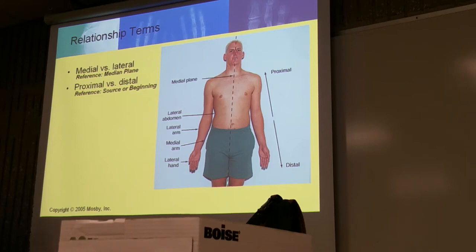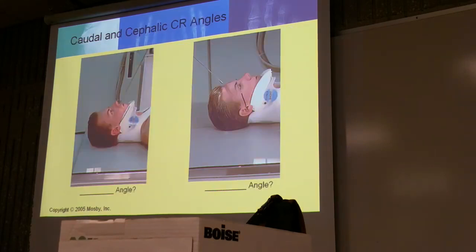Okay, so if we're looking at the humerus, the elbow is distal to the shoulder. My elbow is distal to my shoulder, and then my elbow is proximal from my wrist. Okay, because this is the point of attachment. It's where the limbs attach to the center of the body, the central axis. And again, we'll talk about this more later on. Okay, we talked about caudal and cephalic angles. Any questions there?